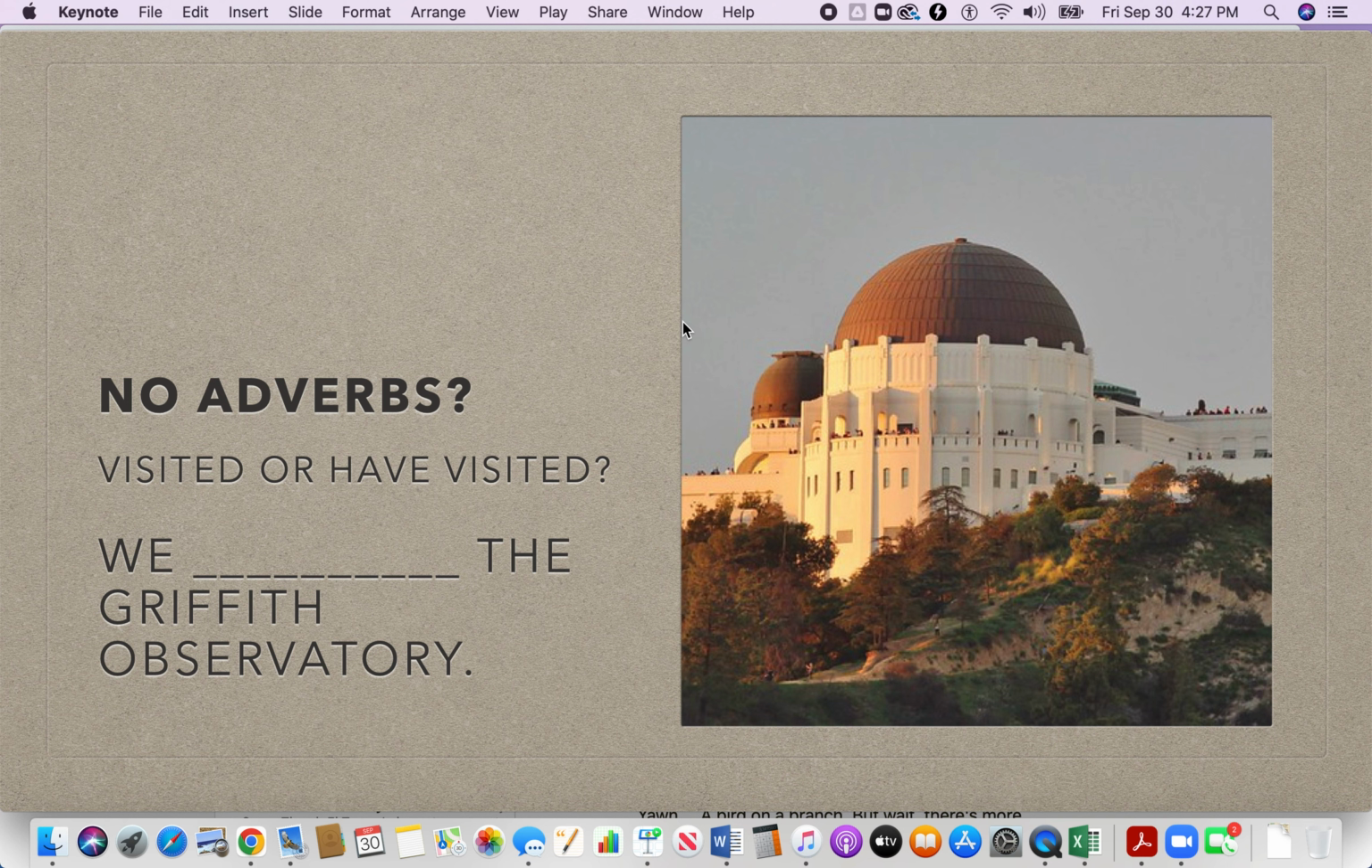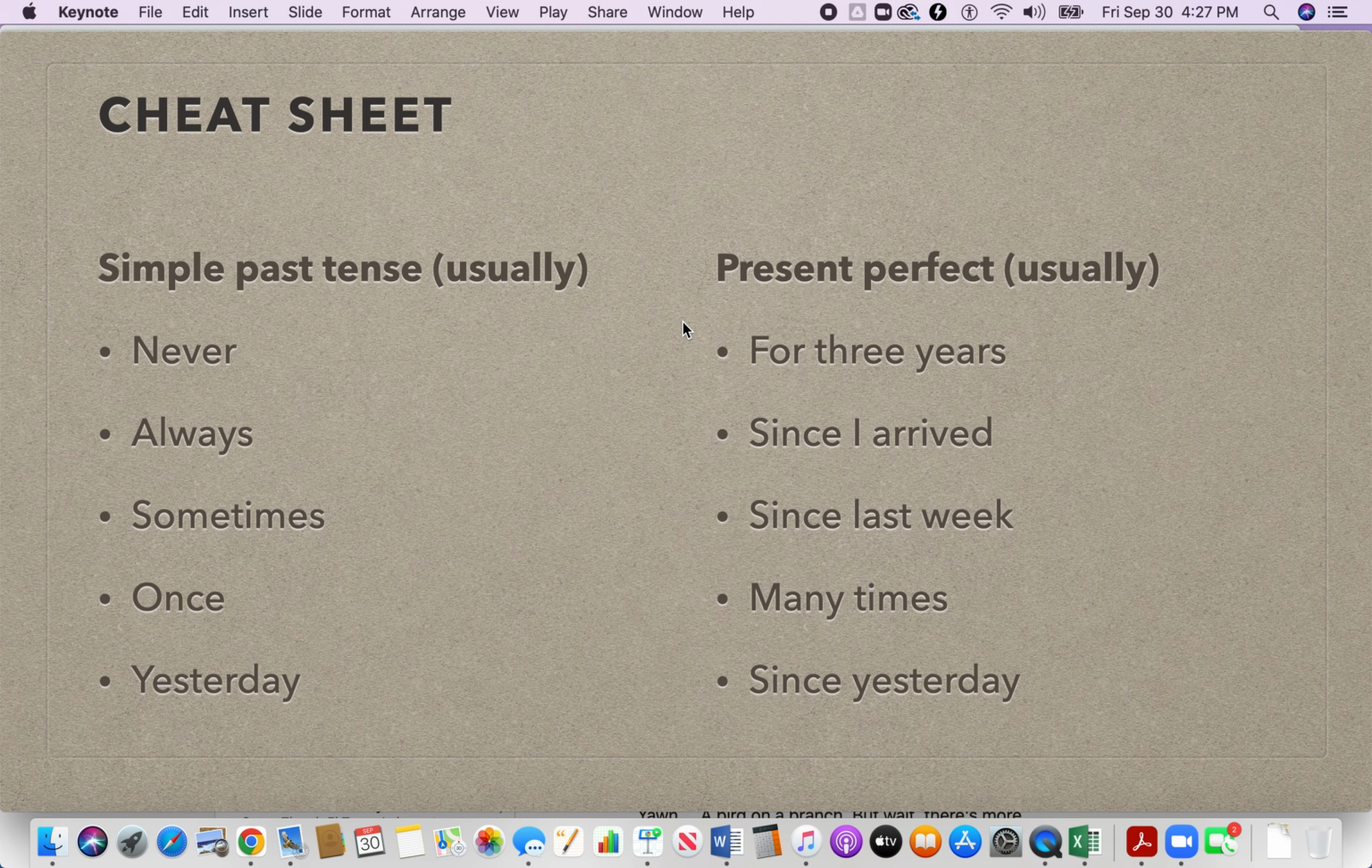A little hint. At the quiz at the end of this unit, look for adverb time expressions. They will give you the answer. Here's a little cheat sheet, but it's not cheating. Usually, we will use simple past tense with adverbs like never, always, sometimes, once, yesterday, and present perfect with expressions like for 3 years, since I arrived, since last week, many times, since yesterday, because that means from a beginning time until a certain point. That could be now, it could be past or future, but we are talking about present perfect.